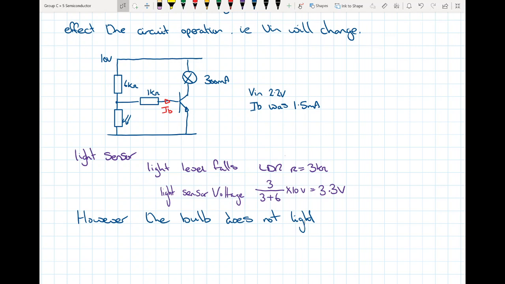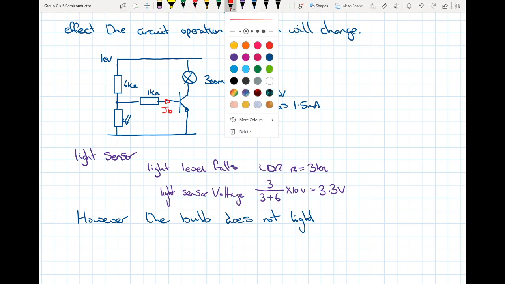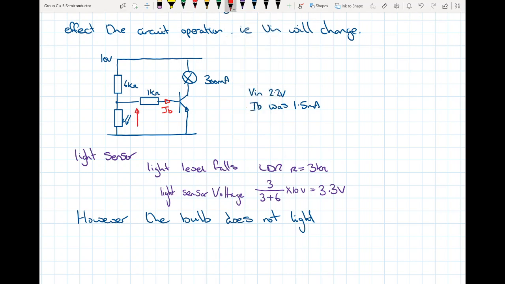Okay, so we put the two halves of the circuit together. We know that for our transistor part of the circuit, if we've got 2.2 volts as Vin, then we will have sufficient current, 300 milliamps, for the lamp to flow, and obviously our light sensor there should be giving us 3.3. However, the unfortunate situation is the bulb doesn't light, so we need to use Thevenin's to analyse why the circuit doesn't work.